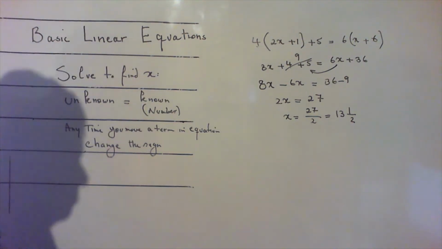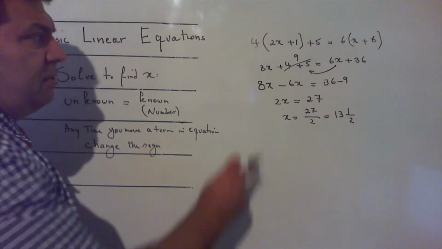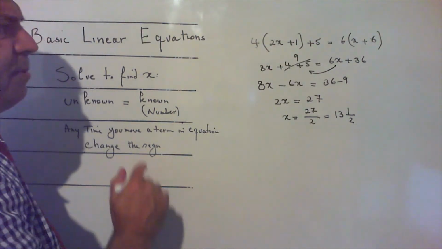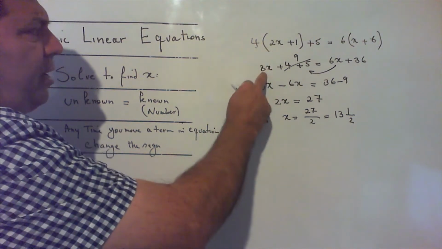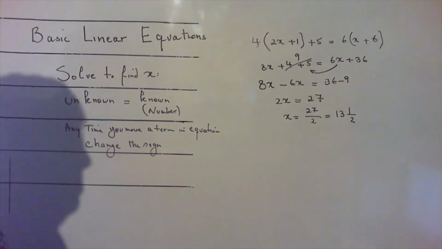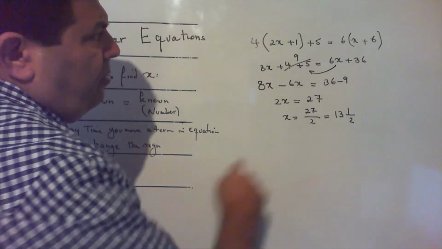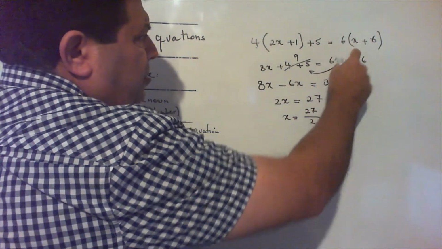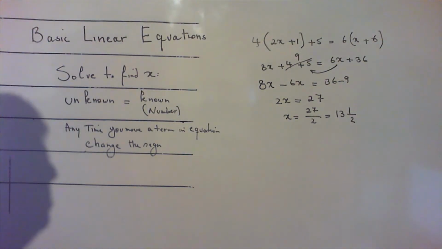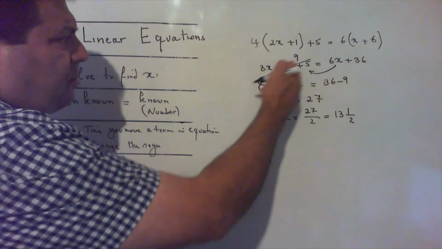Okay? And look back at this question. This is a typical sort of 11 plus question, or year 7, year 6. I've got two brackets. I'm going to expand the brackets first. 4 times 2, 8x. 4 times 1, plus 4. But I still have the plus 5, which I have to write this side. I've got the equation sign, then I expand this bracket. 6 times x is 6x, and 6 times 6 is 36. So far so good. We got 8x plus 9 equals 6x plus 36.